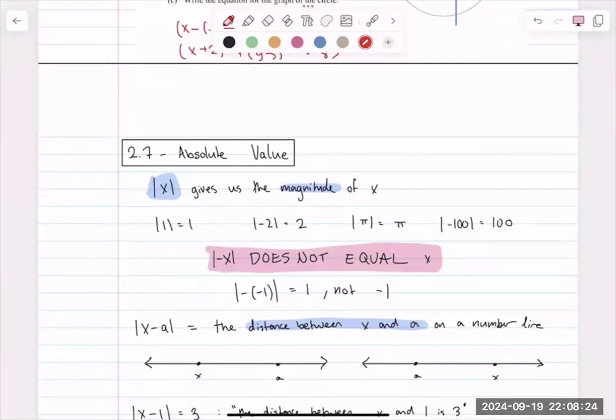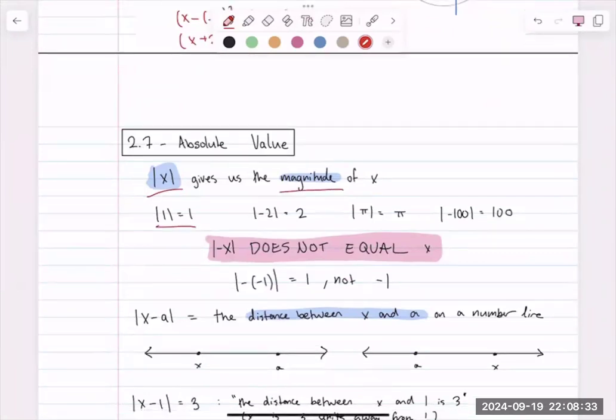So 2.7, we're on to absolute value. The absolute value of x gives us the magnitude of x. So the absolute value of 1 is 1. Absolute value of -2 is just 2. Absolute value of pi is pi, and absolute value of -100 is 100.